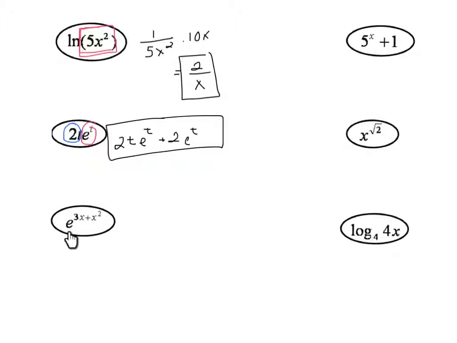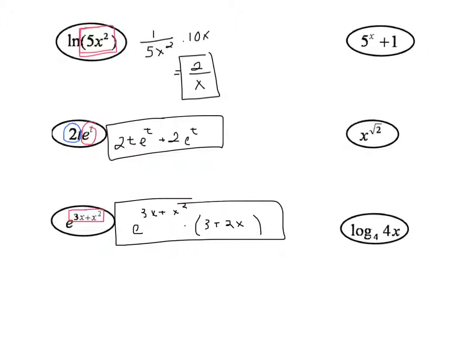Now coming down here, we have e to a function. Well, the derivative is going to be e to that same function, but then we're going to multiply, because of chain rule, by the derivative of that function, which will be 3 plus 2x. So there's our derivative. Next, 5 to the x plus 1. Well, we look at our sheet. You don't need to memorize this one. The derivative is simply 5 to the x multiplied by the natural log of 5, the base. Of course, the derivative of 1 is 0, so this is our derivative. Let me skip the x to the square root of 2 for a minute. I'll come back to it.